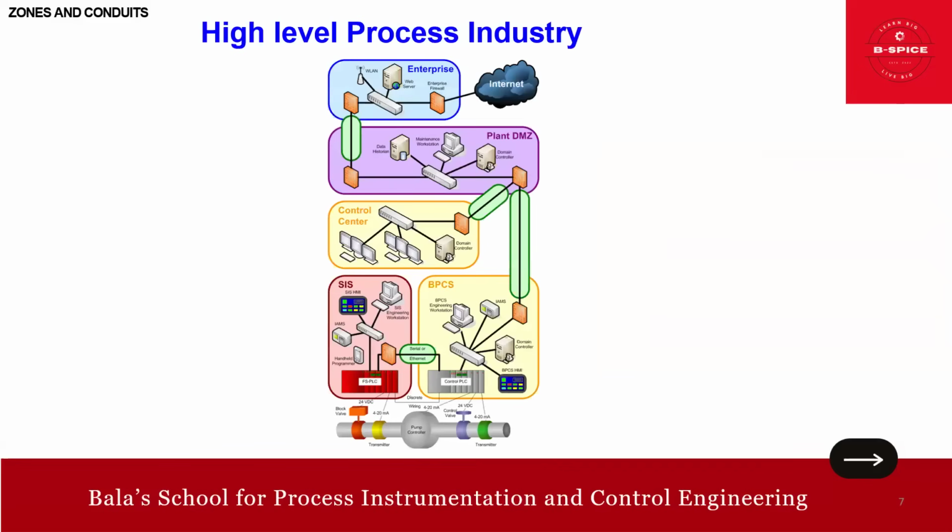Then we'll run through the high-level process industry architecture. See, as you see here, friends, these are your field assets and this is your SIS. It's grouped separately. These are all zones. Then BPCS, process control, this is separated, and you have a control center, and you have a plant DMZ, and you have the enterprise. So all these zones are connected via conduits. These are all the conduits. So this is your typical example of a high-level process industry connection for zones and conduits.